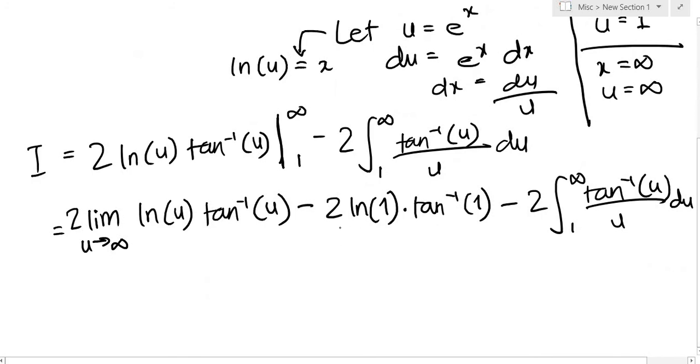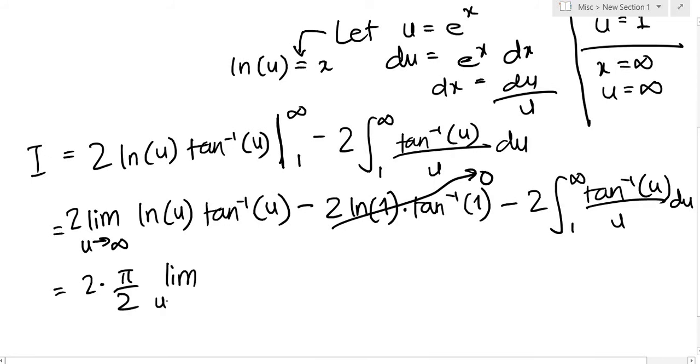Well, the natural log of 1 is 0, so this thing will go to 0. Now when you plug in infinity in the place of u over here, if you treat infinity as a number, you usually don't. If you do, you'll have the inverse tangent of infinity, and what's the inverse tangent of infinity? That's right, pi over 2.